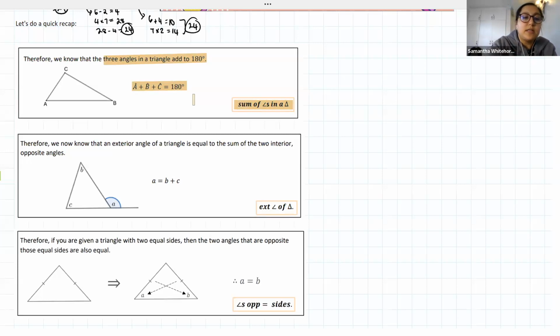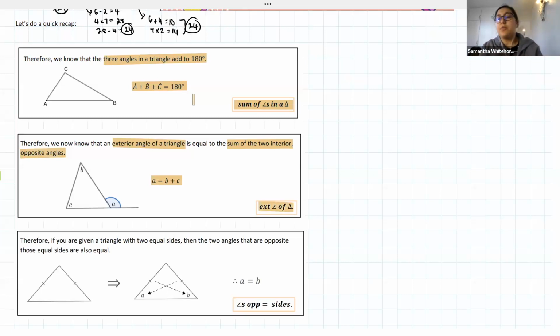The next reason that we did last week, Wednesday, is the fact that if we've got an exterior angle to a triangle, so remember the angle outside our triangle, that is always equal to the sum of the 2 opposite interior angles. Okay, so this exterior angle of A is equal to the 2 interior angles B plus C. That reason, exterior angle of a triangle.